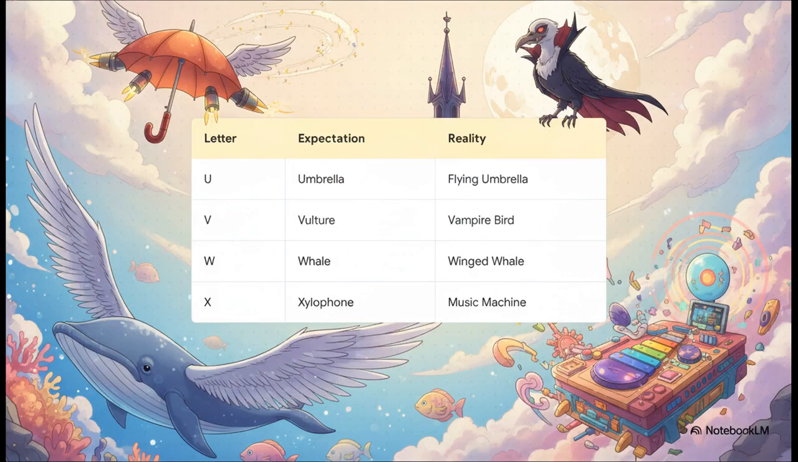As we move even deeper into the alphabet, the unpredictability scales way up. Just imagine a winged whale soaring past a flying umbrella, or a vulture completely reimagined as a gothic vampire bird. Even the letter X, which is notoriously the hardest letter to make fun, escapes its usual xylophone stereotype to become a magical music machine. The content remains totally unpredictable and highly stimulating across the entire board.